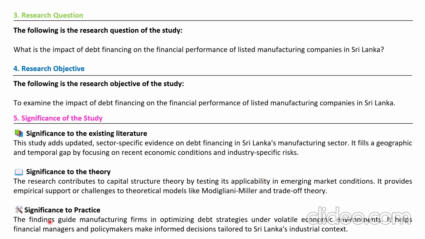So finally, you need to tell how your research will contribute to the practical aspect. It says the findings guide manufacturing firms in optimizing debt strategies under volatile economic environment. So your outcome may be positive, negative, or no impact. Based on that, you are telling this is the contribution. It helps financial managers and policymakers to make informed decision tailored to Sri Lankan industrial context. So based on your outcome, you are going to tell, yes, this is the best. You should do these things.